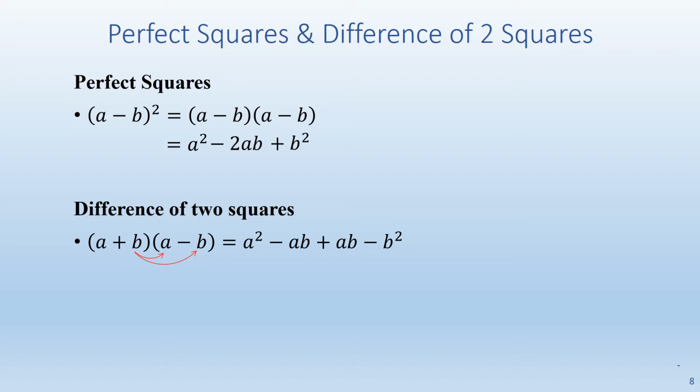Those two middle terms can cancel out. Minus ab plus ab cancels out. And we're left with just a squared minus b squared. Hence the name of the difference, being subtraction, of two squares, the a squared and the b squared. So once again, when we're factorising, if we see this pattern of the difference of two squares, we will factorise it into an a plus b and an a minus b. Let's use those patterns now to solve some equations.